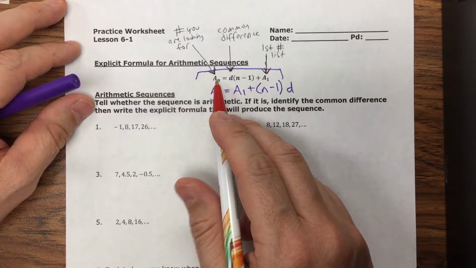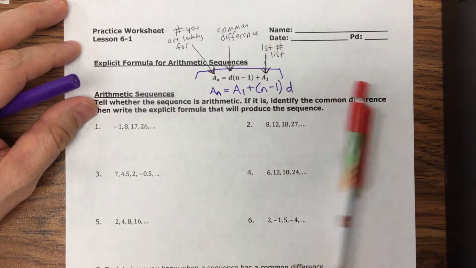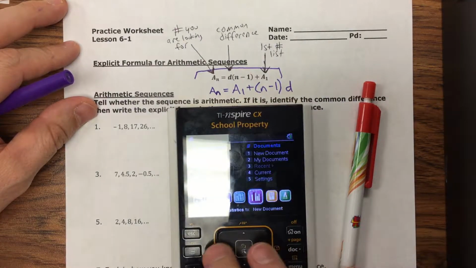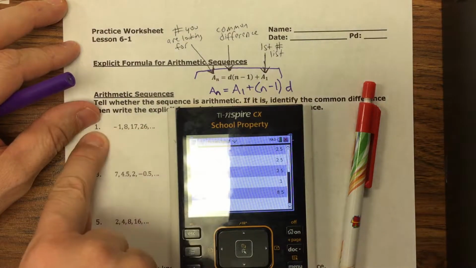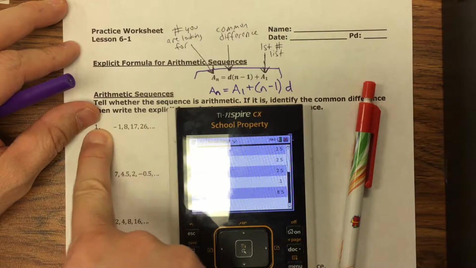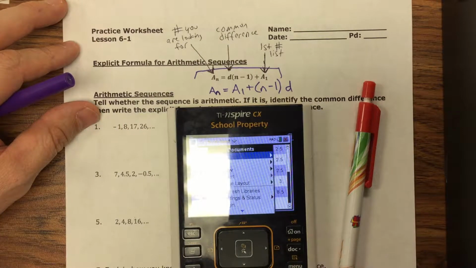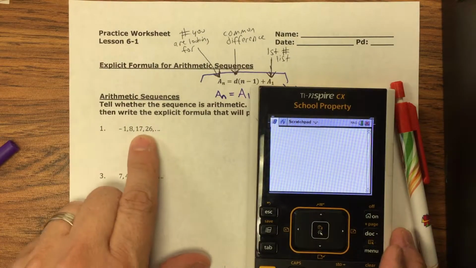Let's take a look at number 1. You have a list of numbers, -1, 8, 17, 26. I think the surefire way is to just go in the calculator and find the differences between the numbers, working backwards, right? 26 back that way. So let's do that so we can see for sure whether it is or is not an arithmetic sequence.